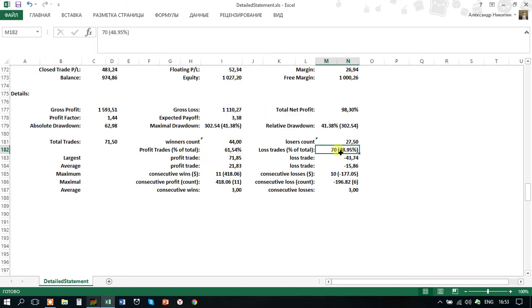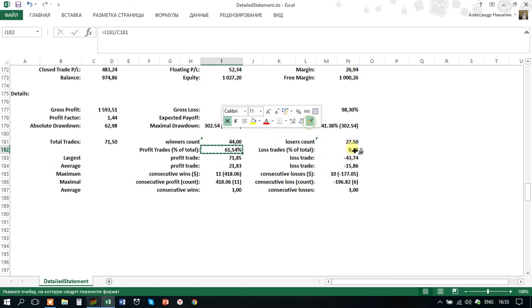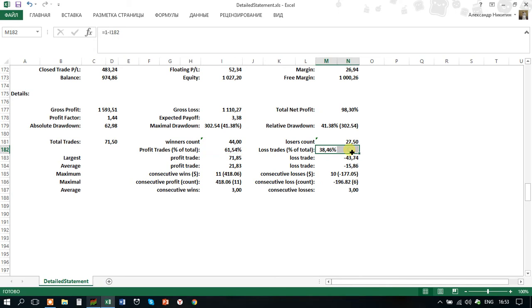So let's do this. How many trades are losers? It is pretty simple. We should do this: 1 minus this equals this, and we should do the same, format cells. Okay, done. What is this? Let me paste it here. Okay, and now let's calculate the average winner versus the average loser.